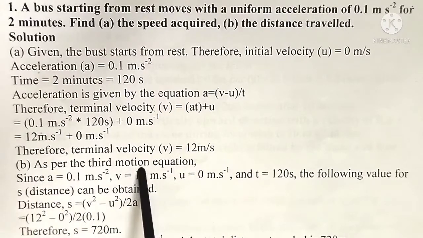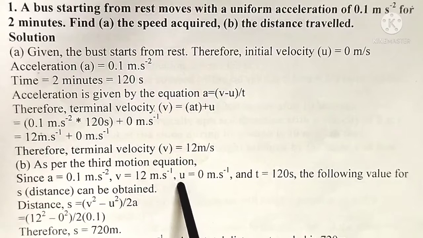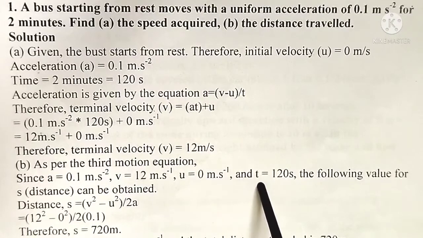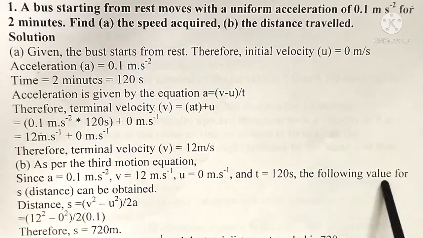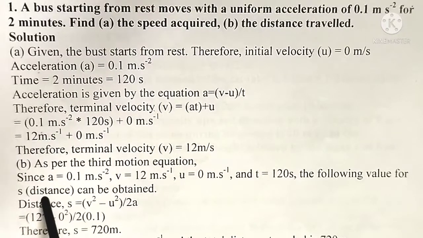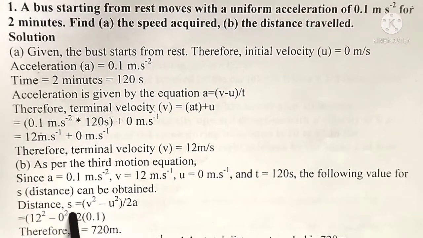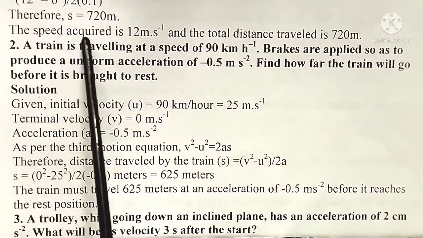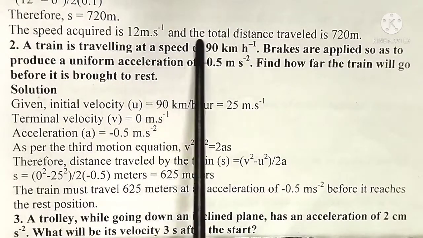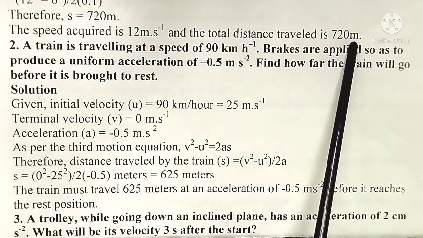As per the third motion equation, since a is equal to 0.1 meter per second square, v is equal to 12 meter per second, u is equal to 0 meter per second and t is equal to 120 second, the following value for s, that is distance, can be obtained as distance s is equal to v square minus u square divided by 2a, that is equal to 12 square minus 0 square divided by 2 into 0.1. Therefore, s is equal to 720 meter. The speed acquired is 12 meter per second and the total distance traveled is 720 meter.